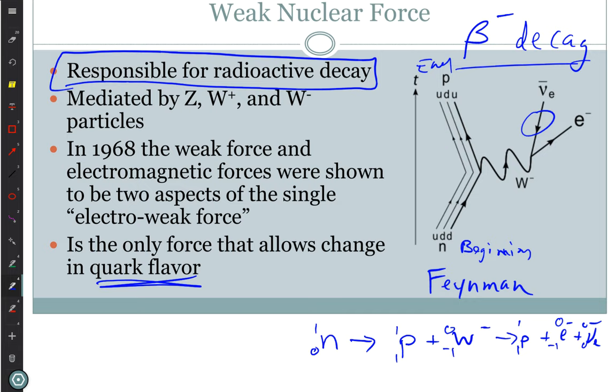Okay. In 1968, this weak nuclear force and the electromagnetic force were shown to be two different aspects of the same force. Now, this was a big, bold step forward for physicists. Physicists like Albert Einstein spent enormous amounts of time trying to find grand unifying theories, theories that unify all the forces to being one force that we're just seeing different aspects of.